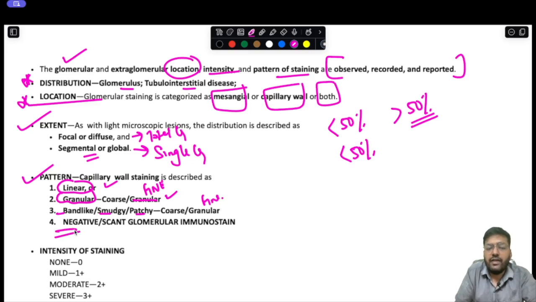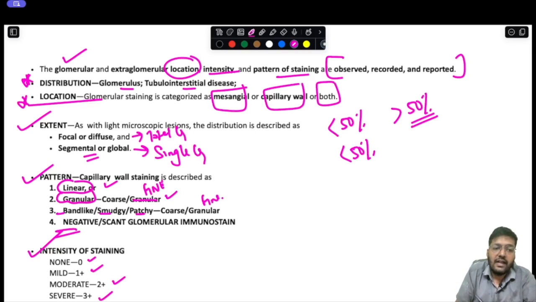And lastly, when it is negative, scant glomerular immunostain, then you can report it as negative. So these are the different patterns of immunofluorescent staining. Then the intensity. If there is no stain, you give 0. If there is mild staining, 1+. If there is moderate staining, 2+. If there is severe, excessive or heavy deposits, you will label it as 3+.